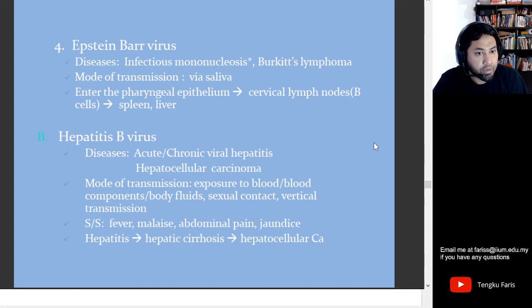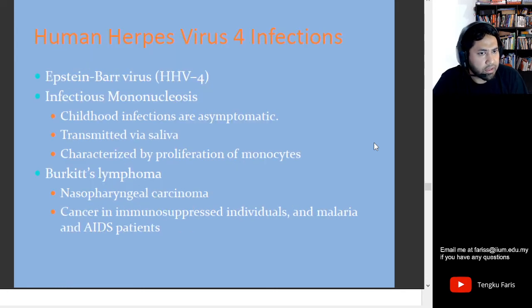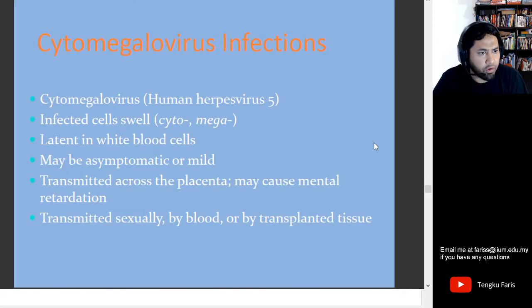It enters the pharyngeal epithelium, invades the cervical lymph nodes, which is the B cells, and later the spleen or the liver. Hepatitis B virus is due to exposure to the blood or bodily fluids. It can cause lots of complications such as jaundice, cirrhosis and also hepatocellular carcinoma. This is another type of HHV type 4.